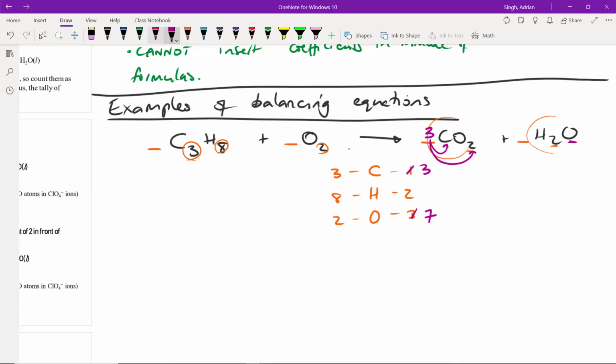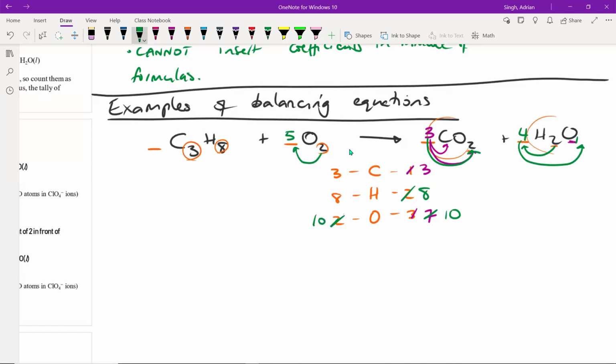So for the H's, we have 8 H's on the left side. We need to make 8 H's on the right. Currently the subscript here is 2. So 2 times what gives me 8? Well, 2 times 4. So 4 times 2 is 8 H's. But now I've also changed my oxygens, right? So now the 4 times the 1, that's understood, so that's 4 O's, plus the 3 times 2 here, 6. So 4 plus 6 gives me 10 O's on the right. And now I need to balance my O on the left side. I need to make 10 on the left. So 2 times what gives me 10? Well, 2 times 5 is going to give me 10.